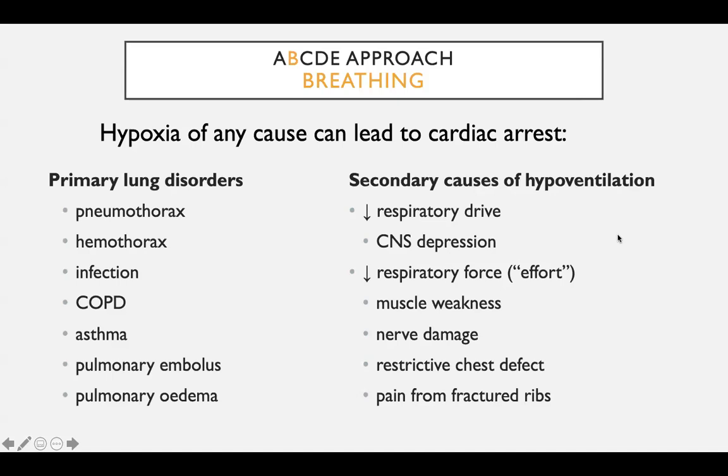So this could be reduced respiratory drive, which may be due to drugs such as opiates, CNS depression, so anything that causes a loss of respiratory drive, or anything that reduces the respiratory effort or the force. So things like muscle weakness in myasthenia gravis or other neurological disorders, nerve damage that affects the phrenic nerve and therefore affects the diaphragm, or restrictive chest defects such as rib fractures or abnormalities of the chest wall. And if these things lead to hypoventilation, there can be accumulation of CO2 and hypoxia, which can cause cardiac arrest.